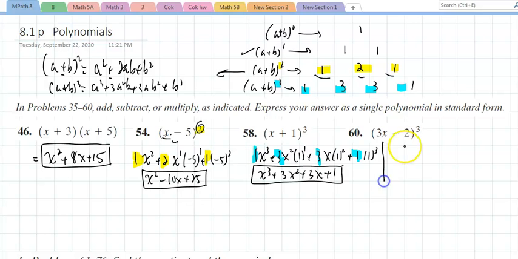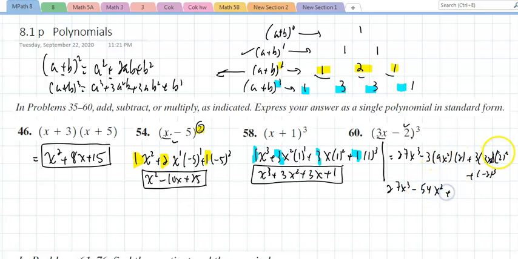And here I could just jump at it straight. So, that's the first one cubed. That's 27x cubed minus 3 times a squared times b plus 3 times a times b squared plus a negative 2 cubed. That is 27x cubed minus 54x squared plus, this is a 4 times 9, 36x minus 8.